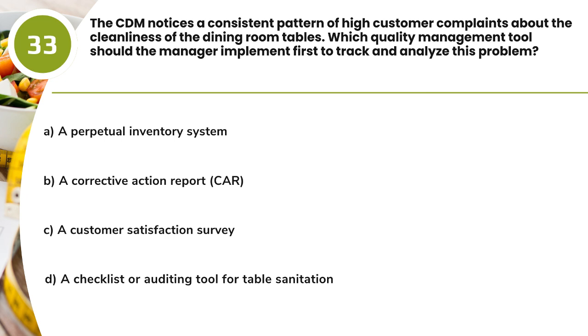The CDM notices a consistent pattern of high customer complaints about the cleanliness of the dining room tables. Which quality management tool should the manager implement first to track and analyze this problem? A. A perpetual inventory system. B. A corrective action report, SAR. C. A customer satisfaction survey. D. A checklist or auditing tool for table sanitation.